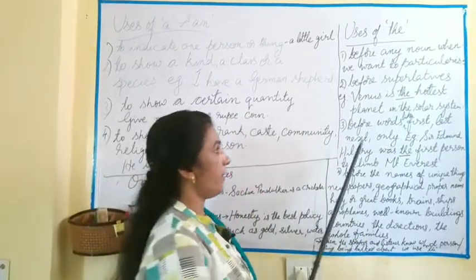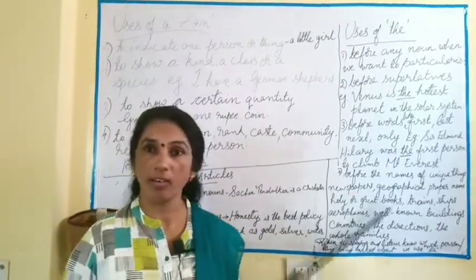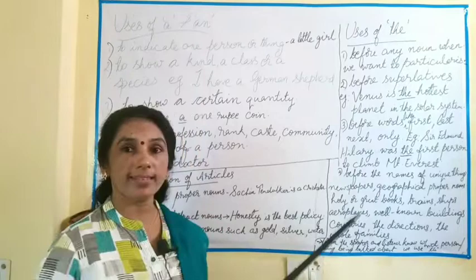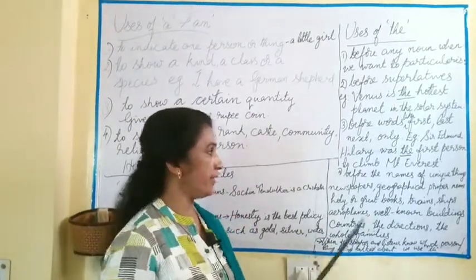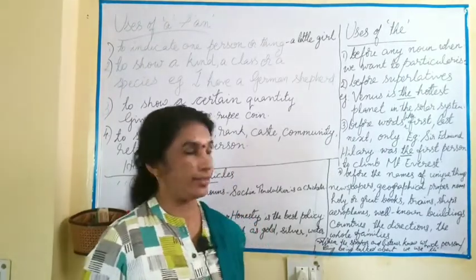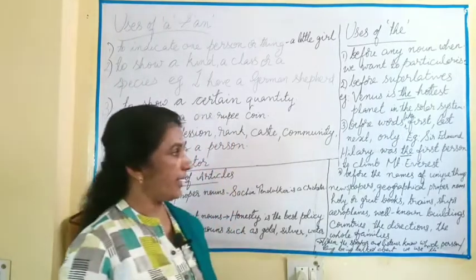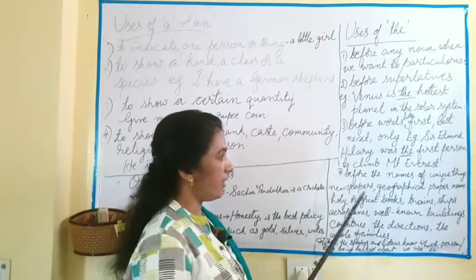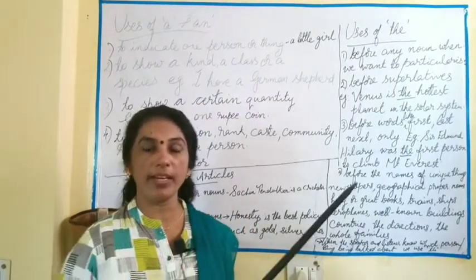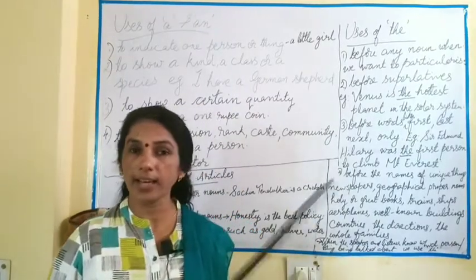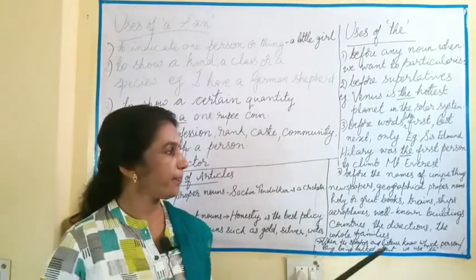We use the before words like first, last, next, only, etc. For example, Sir Edmund Hillary was the first person to climb Mount Everest. Here we use the before first. Next, we use the before the names of unique things. For example, we use the moon, the earth, the sun because these things are unique.